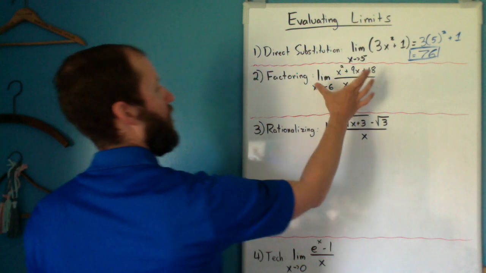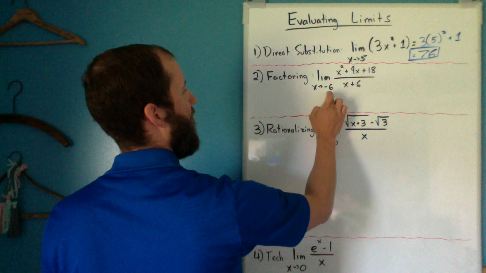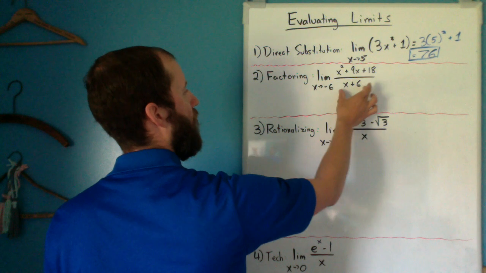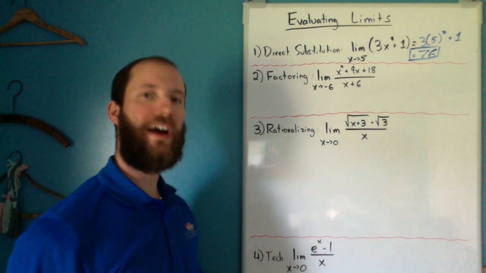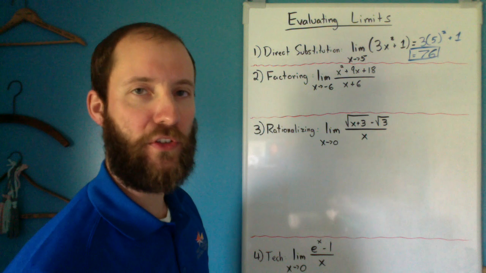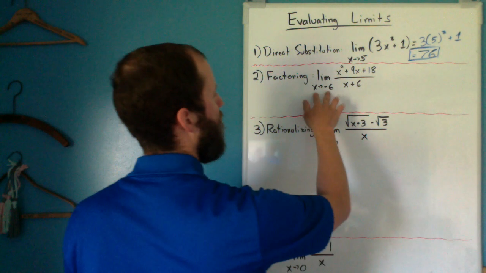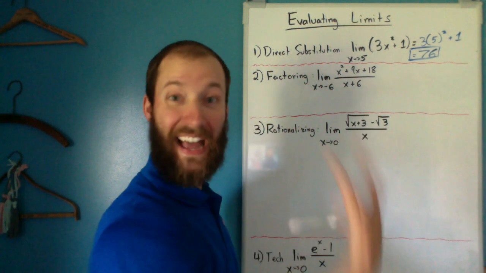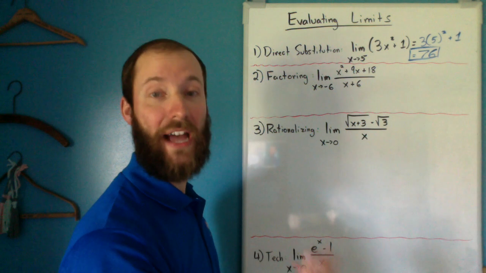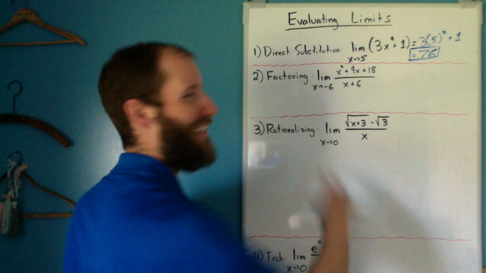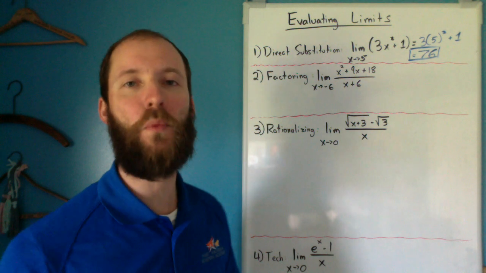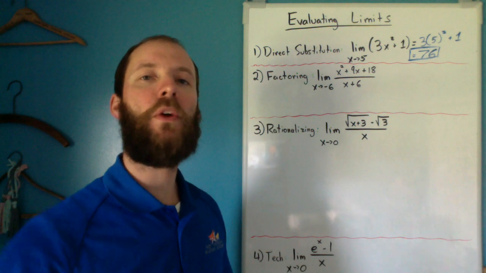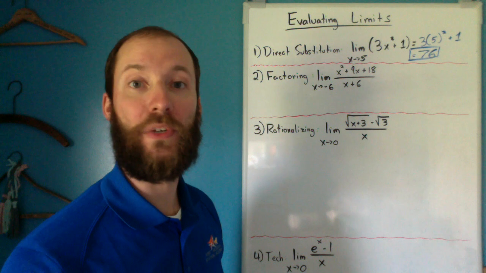So let's look down here. The limit as x approaches -6 of this quadratic over this linear. You try direct substitution first and see what happens. Mostly, plug it into the denominator. -6 plus 6 is 0. That's no good. You cannot divide by 0. So this function has a discontinuity. Somewhere in that function, things don't quite work out the way you expect.